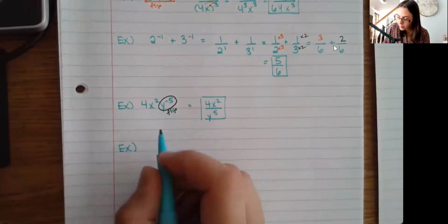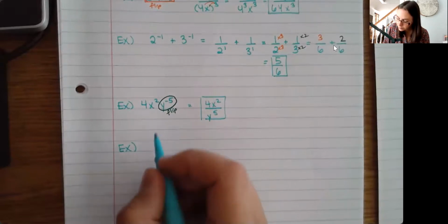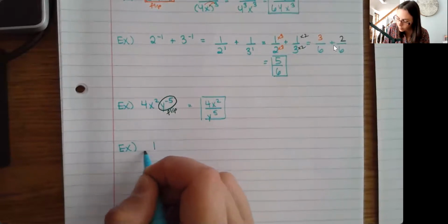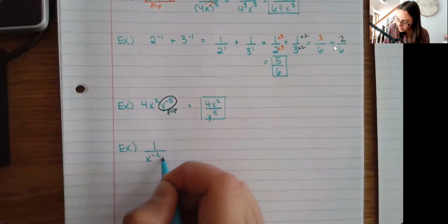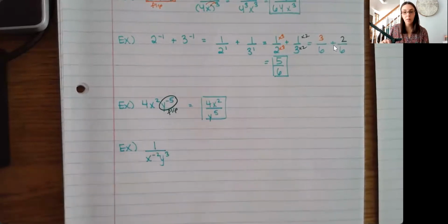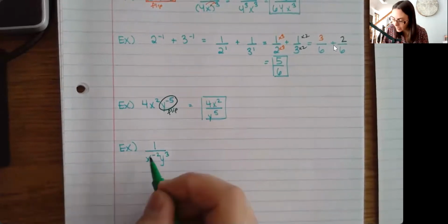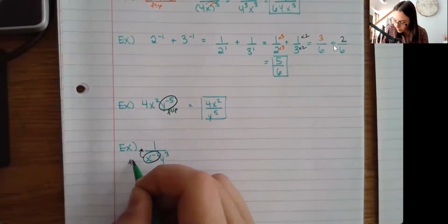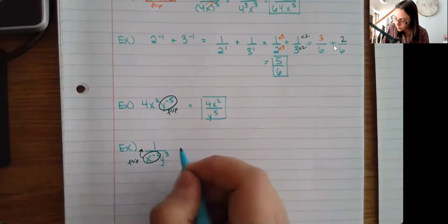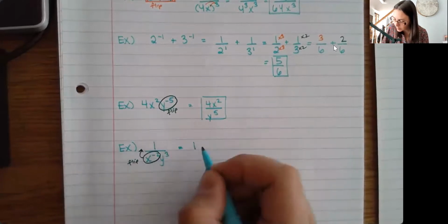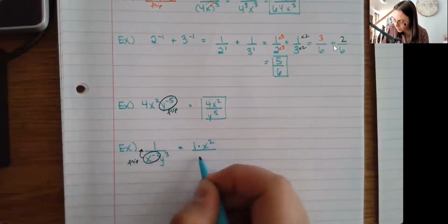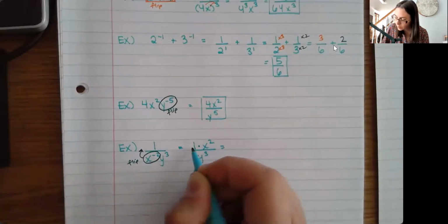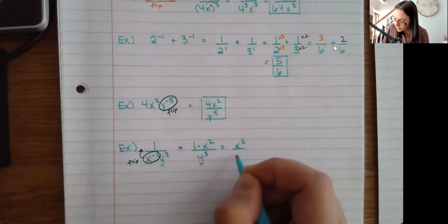Or let's say I had something like 1 over x to the negative 2 y cubed, right? So now I'm working with denominators, but again, I see I have a negative exponent here, so this time it's going to flip up. So I end up with 1 times x squared over y cubed. Now here I don't need the 1 anymore, so I can rewrite it like this.